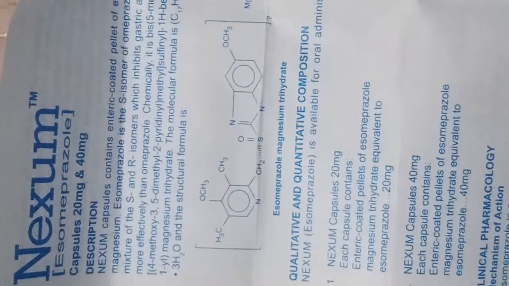Nexuem capsule contains enteric-coated pellets of esomeprazole. Magnesium esomeprazole is the S isomer of omeprazole, which is a mixture of the S and R isomers, and inhibits gastric acid secretion more effectively than omeprazole.